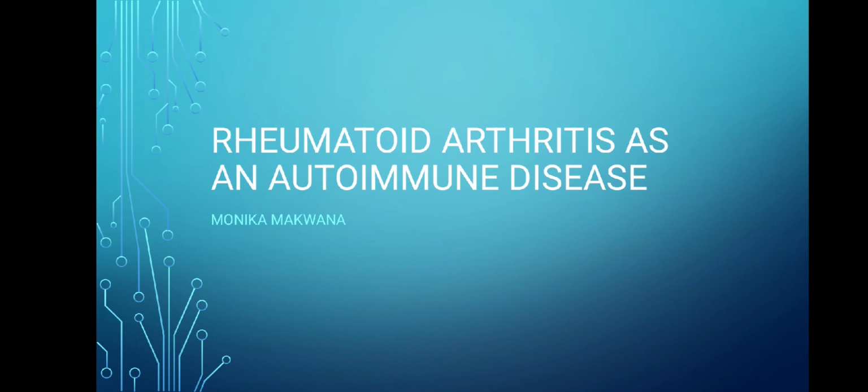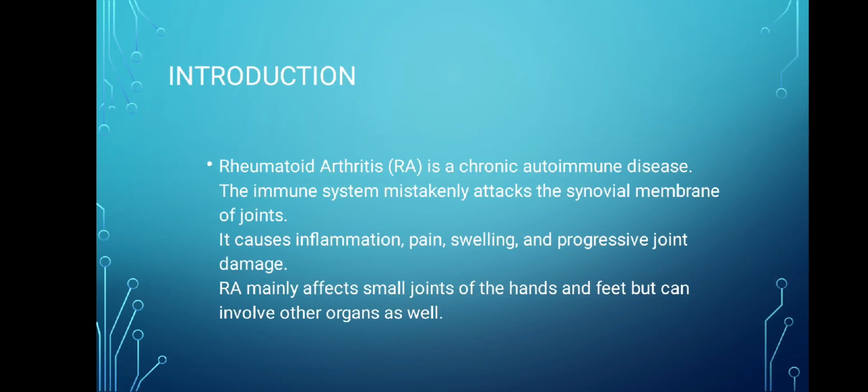Today I am going to explain the pathology of rheumatoid arthritis as an autoimmune disease. Rheumatoid arthritis is a chronic systemic autoimmune inflammatory disorder that primarily affects synovial joints. In this disease, the immune system loses tolerance to self-antigens and mistakenly attacks the synovial membrane, leading to chronic inflammation, cartilage destruction, bone erosion, and joint deformity.